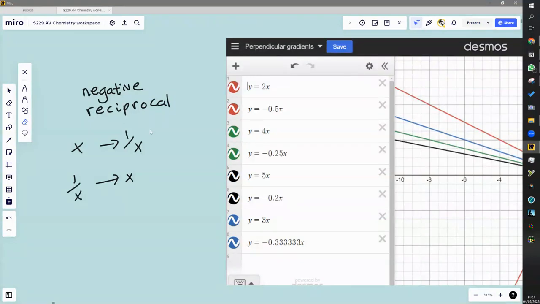Okay, so the negative reciprocal would be the negative of any one of these. So the negative reciprocal of x would be negative 1 over x, and the negative reciprocal of 1 over x would be negative x, and the negative reciprocal of minus 1 over x would be x, and the negative reciprocal of negative x would be 1 over x. Okay, hope that makes sense.